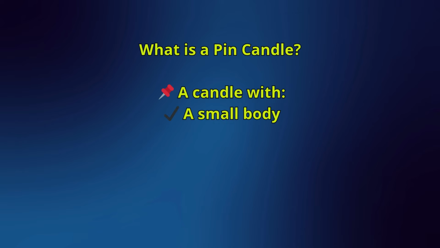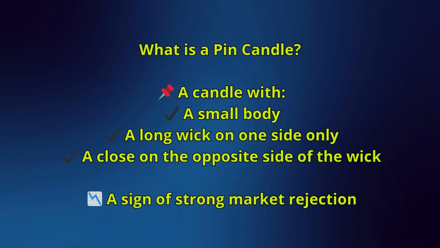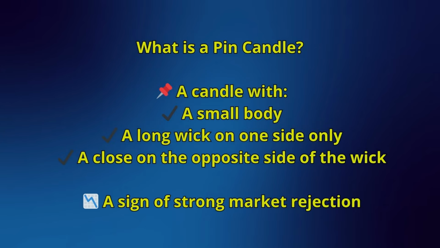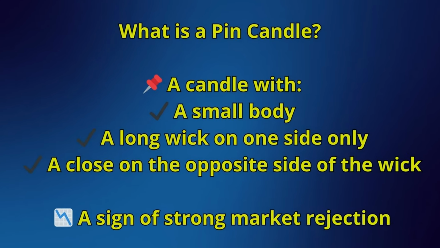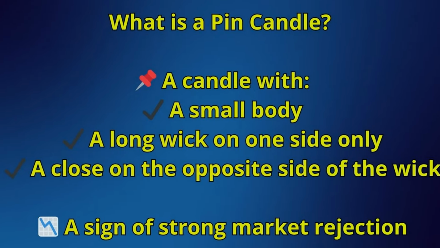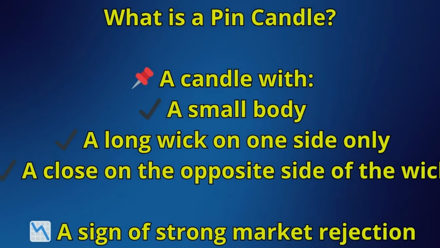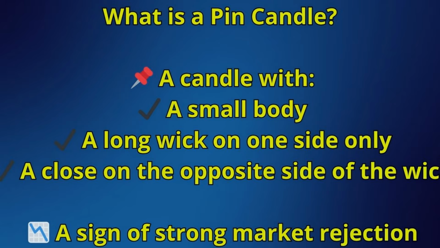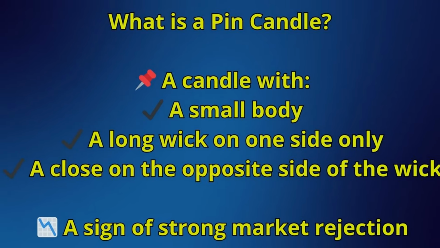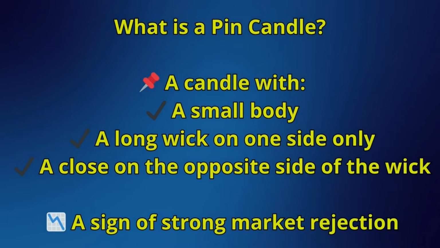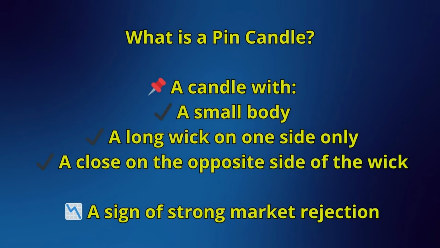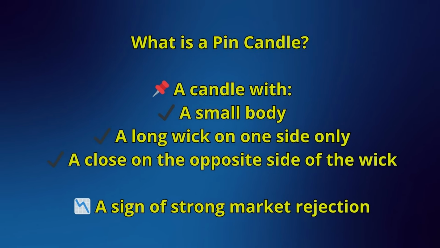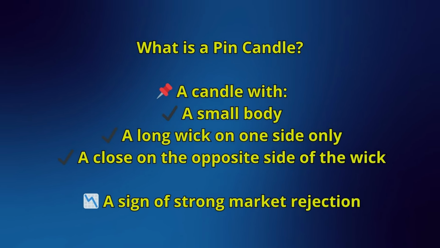The third and final piece of our setup is the signal candle itself, the pin candle. This pattern is a crucial sign of strong market rejection. To be valid, a pin candle must have three characteristics: a relatively small body, a long wick, primarily on one side only, and a close on the opposite side of that long wick. It signals that the market tried to move in one direction, but was forcefully rejected, leaving behind a long pin.